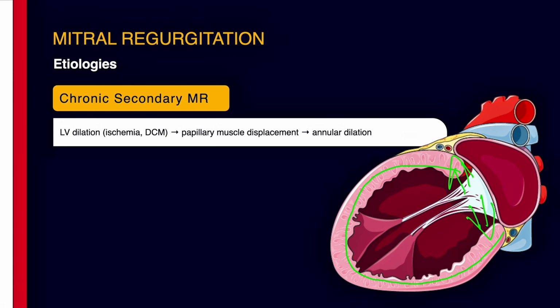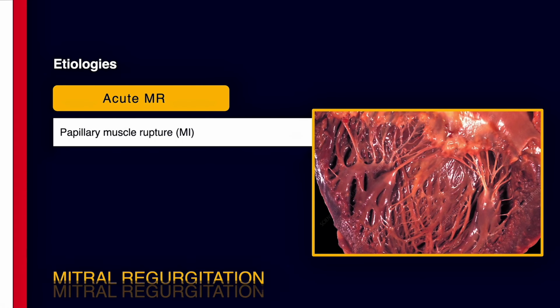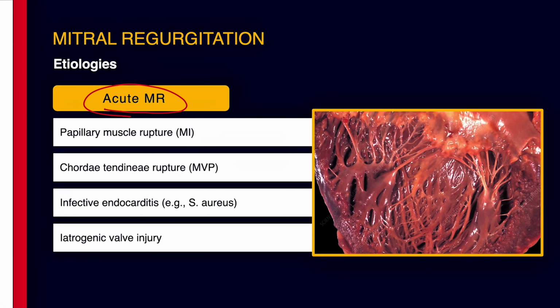The valve leaflets can't co-opt properly, and you get regurgitation, even though the valve itself is intact. This is often referred to as functional MR as well, and it's a common finding in advanced heart failure. Okay, all right? In acute MR, we have a different story. It comes on suddenly, and the heart has no time to adapt.